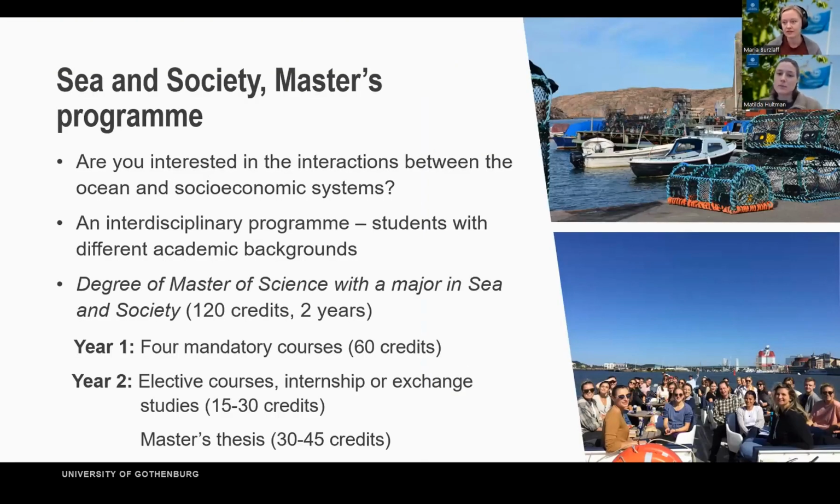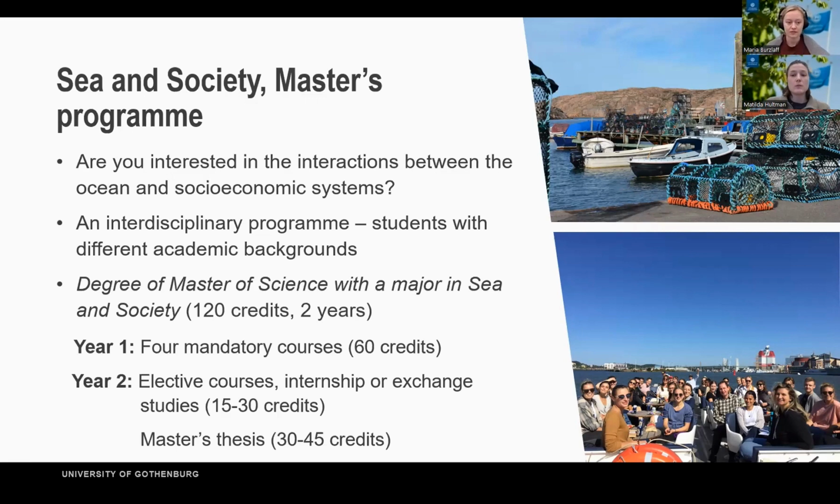Okay, so we'll start by presenting the Sea and Society Master's Program. This program is for anyone that is interested in the interactions between the ocean and the socioeconomic systems. So it's an interdisciplinary program where students, teachers, researchers, and professionals from different disciplines come together to learn and create new knowledge about the sustainable use of the sea and its resources. It's not only interdisciplinary by the topics that are taught, but also by the students who are from different academic backgrounds. So we have students from, for example, law, biology, history, arts as well. So any academic discipline is eligible for application.